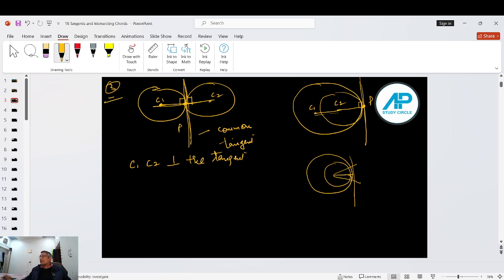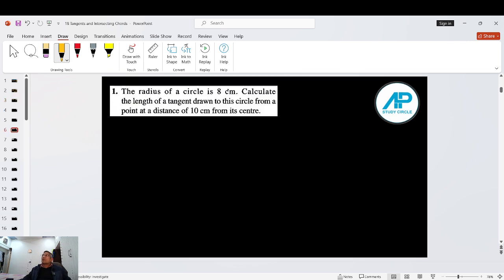So now I will take up the questions of this. I guess all the questions are clear to you. We can have a question answer session later on, but right now I'm trying to solve the questions for you. So first, we are solving exercise A of the 18th chapter. I will solve the questions one by one. The radius of a circle is 8 centimeter. Calculate the length of the tangent drawn to this circle from a point at a distance of 10 cm from the center. You must draw the diagram for all the questions.